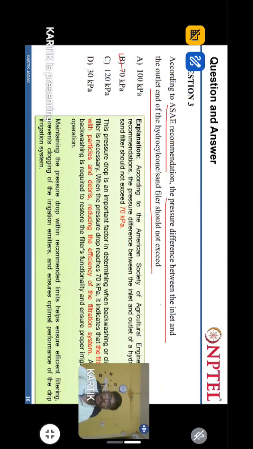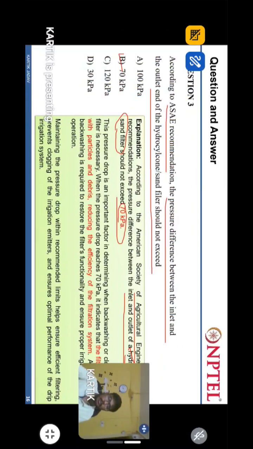So according to the American Society of Agricultural Engineers, the recommended pressure difference between the inlet and outlet of a hydrocyclone or sand filter should not exceed 70 kilopascal. That applies to the hydrocyclone as well as the sand filter, both, right? The same question is asked here. So that should not exceed 70 kilopascal. And if it exceeds 70 kilopascal, what will happen?